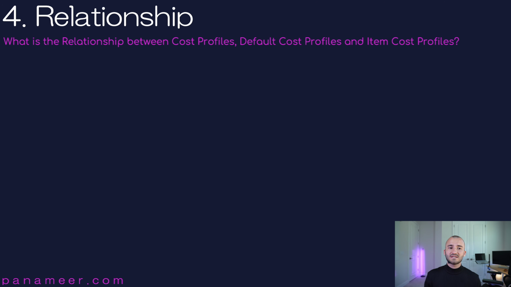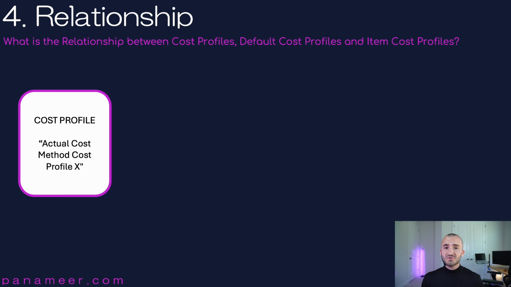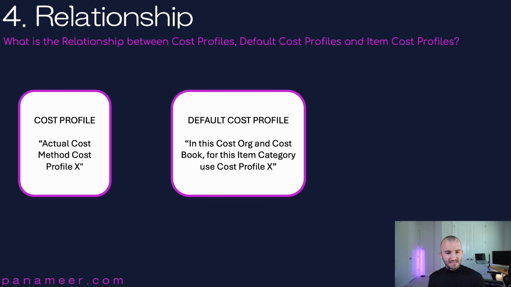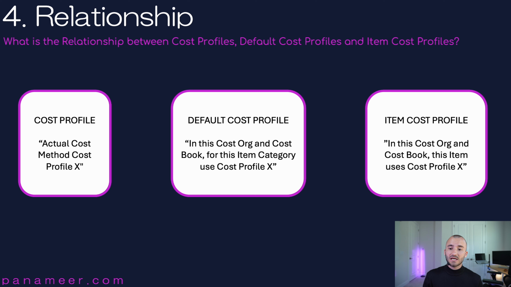Now the big question: what is the relationship between these cost profiles, default cost profiles, and item cost profiles? First, we have the general cost profiles. I really simplified it here, and we say cost profile X has the actual cost method assigned to it. Now we have the default cost profiles that say in this cost organization and in this cost book for this item category, use cost profile X. And then we have the item cost profiles that say in this cost organization and cost book, this item uses cost profile X.